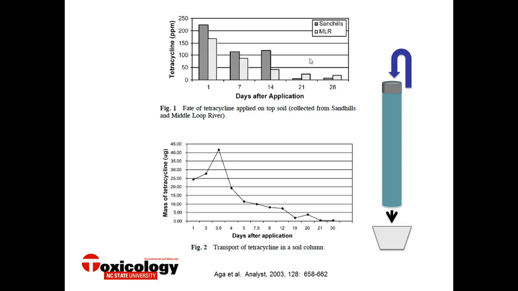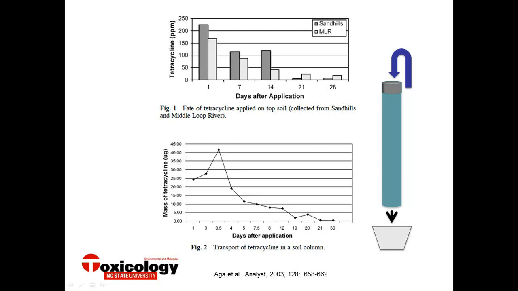And you see by day 28, by the end of 1 month, this concentration of tetracycline within the first few centimeters of that soil is almost negligible. So it's decreased quite a bit. It's either broken down or it's migrated.